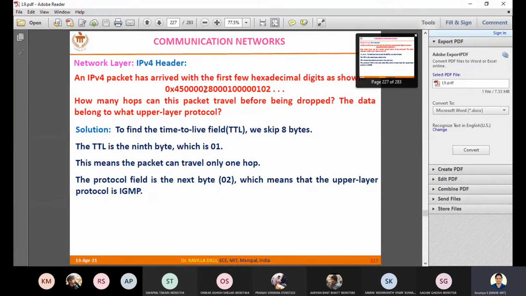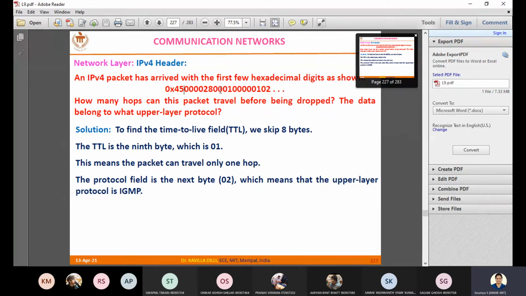So 4 plus 4, 8. After 8 bytes, you get the 9th byte. 9th byte is the time to live. Remember, okay? So the 9th byte here is what you have to find out. Here it's in hexadecimal, so two digits will give you 1 byte. Correct? So 450000. This gives me 1, 2, 3 bytes. 28 is the 4th byte.